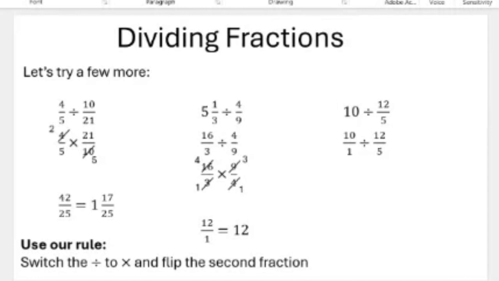We turn the division sign to a multiplication sign. My computer's going very slow. I don't know if you notice. I click to the next slide and wait for like 4 seconds.